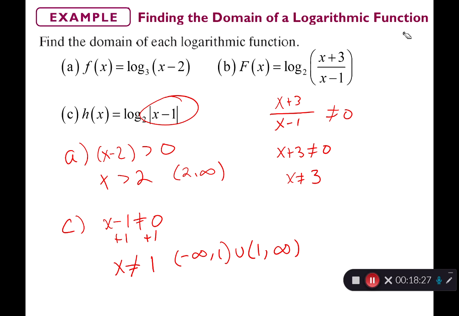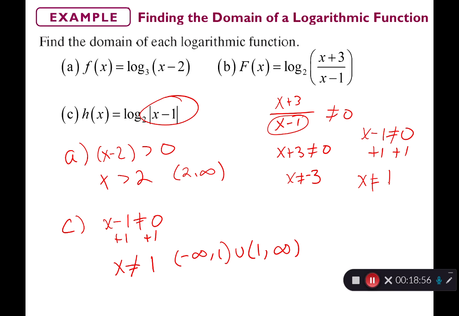All right, now if we look at the bottom part of our function, x minus 1, remember the bottom can never equal 0. So we can say x minus 1 can't equal 0. So if we add 1 to both sides, x can't equal positive 1. So here are two numbers that we have to eliminate from our domain.